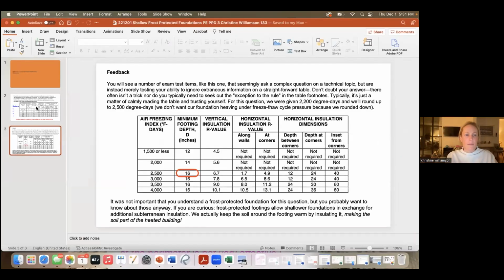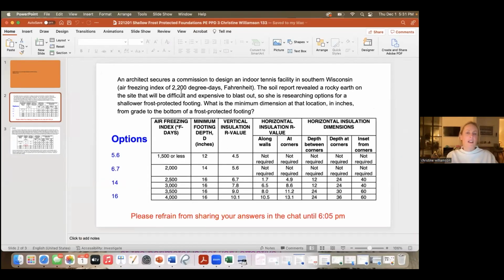Good thing you asked that question. Right here, they're telling us we've got air freezing index 2200 heating degree days. And this table from the building code tells us what the air freezing index is. So we know that we're between 2000 and 2500.